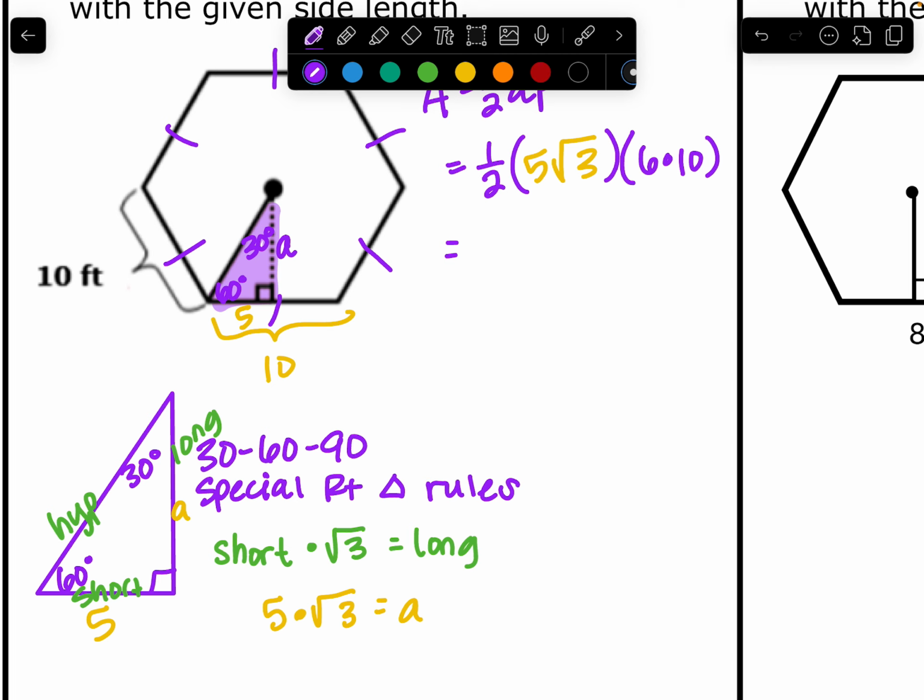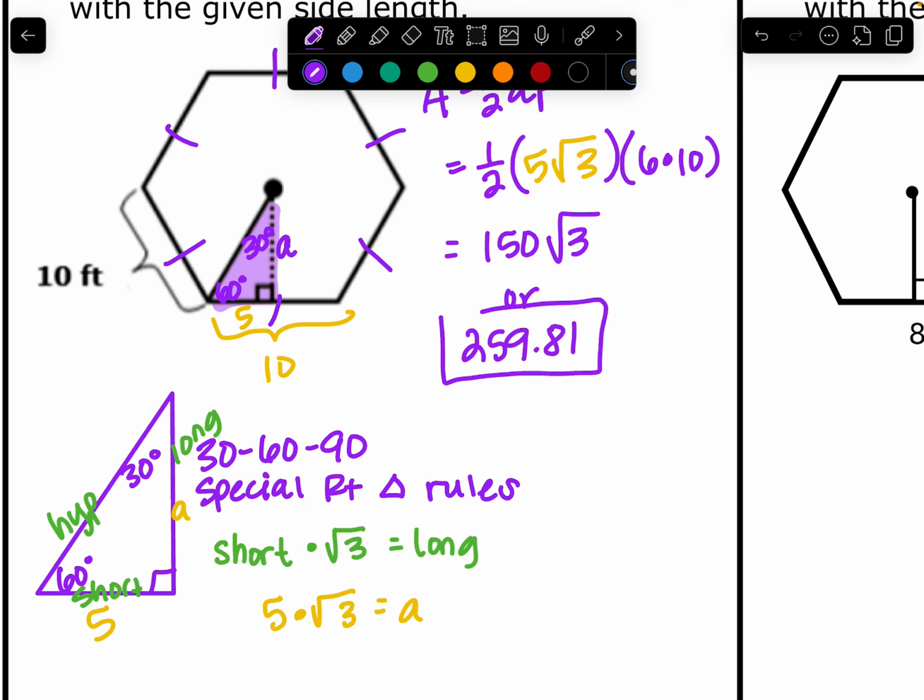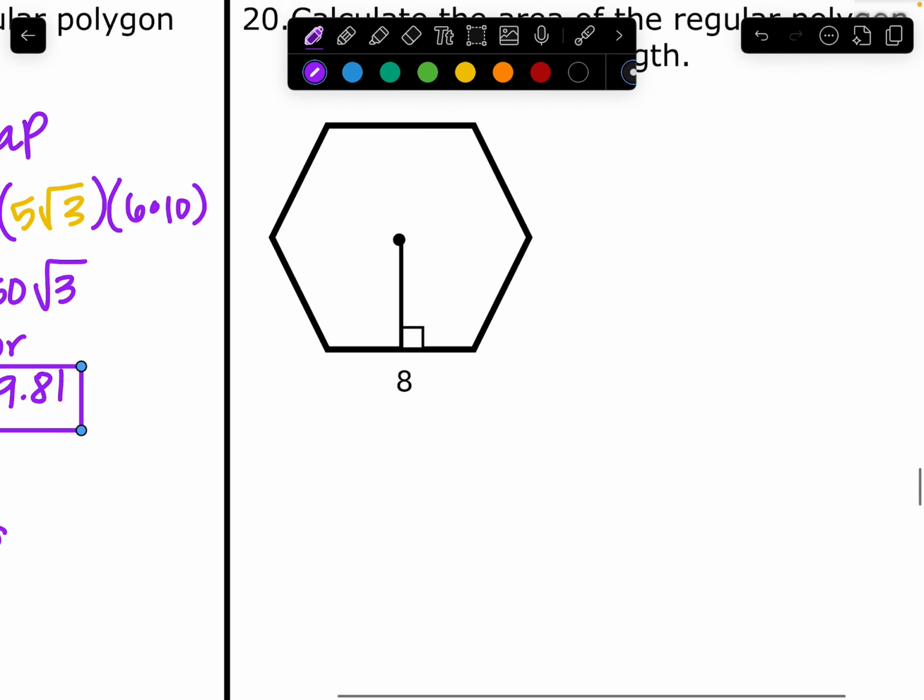Okay, so that would be 150 square root of 3, or in decimal form, 259.81. Go ahead and try number 20.